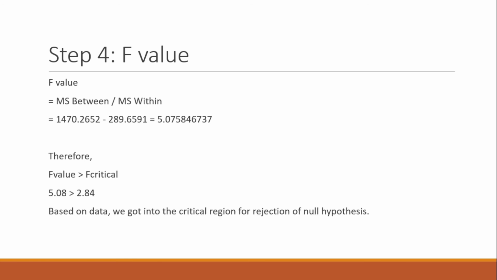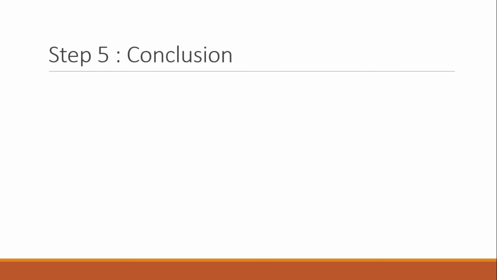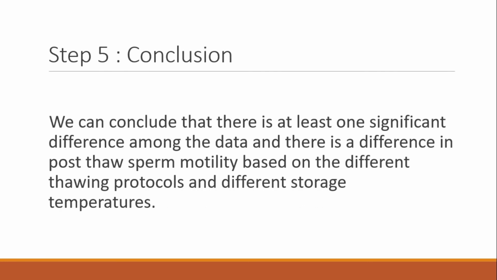Therefore, since our f value is larger than our f critical value, which we found in the first step of our ANOVA, we have succeeded to enter the critical region for the rejection of the null hypothesis. So now is the conclusion. So we can conclude that there is at least one significant difference among the data, which means that there is a difference in the post-thaw sperm motility based on the different thawing protocols and different storage temperatures. Due to this, we can totally reject the null hypothesis, thus stating that there is at least one difference of means between the groups.